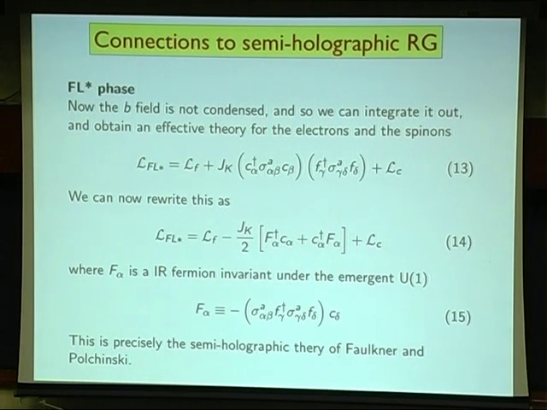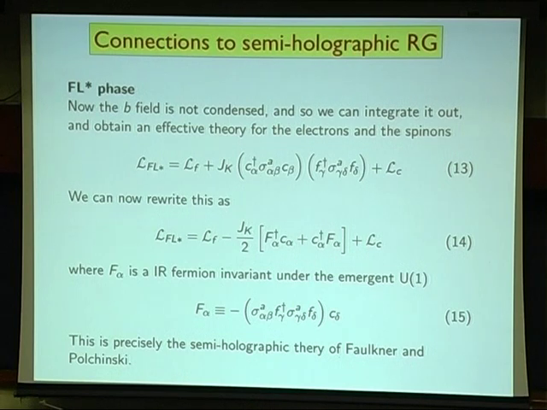Similarly, in the other phase, the FL star phase, in this language, what should we do? Well, B is not condensed, it's gapped. So B should be just thrown out of the picture, integrated out. And when you integrate out B, that's the Schrieffer-Wolff transformation in disguise. You then introduce a coupling between your physical electron C and these IR fermions F, which is just the Kondo exchange coupling. And just like I did before, I decoupled this and wrote it this way, where F is this composite operator of the local spins and the physical electrons.